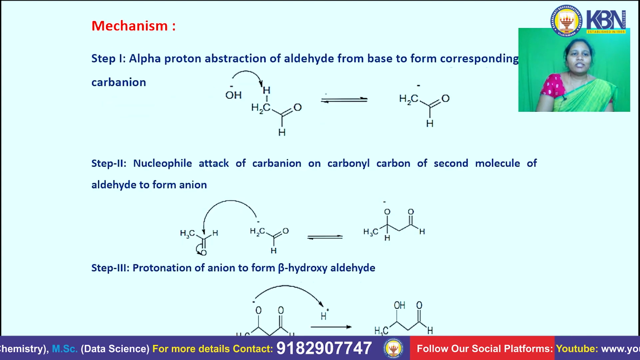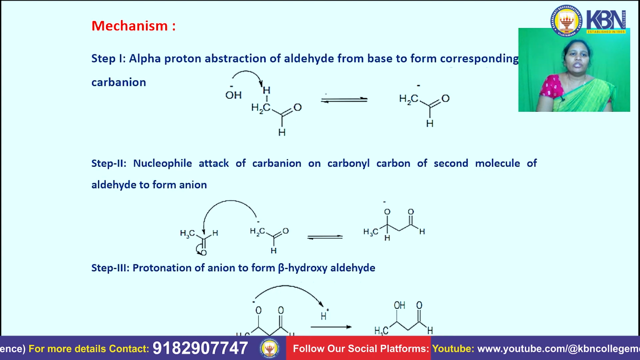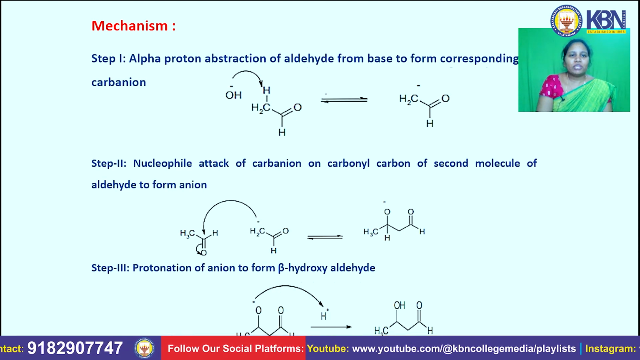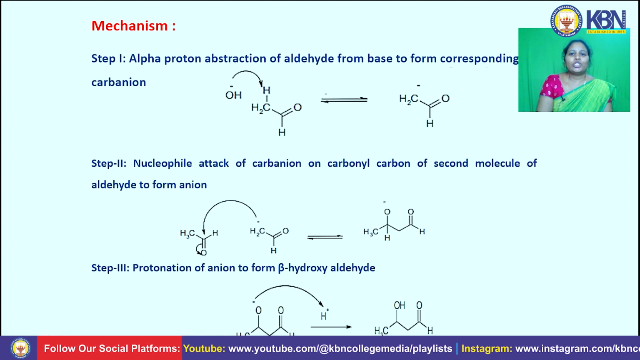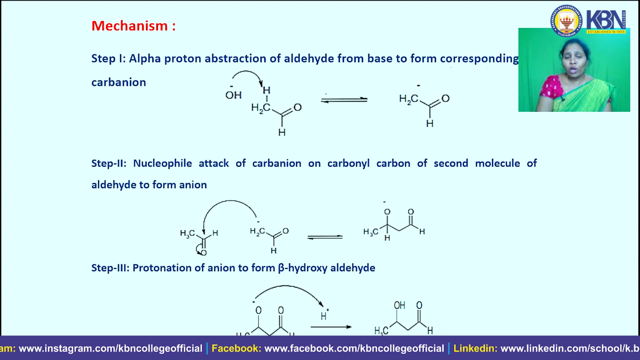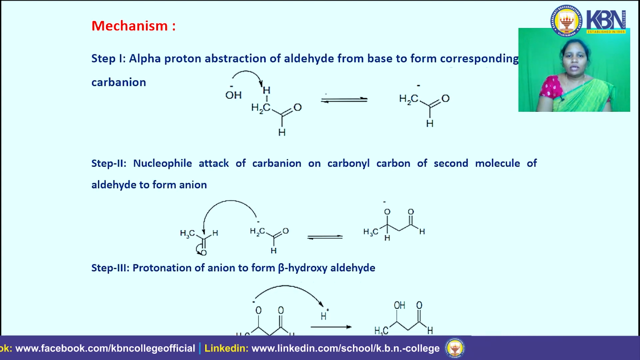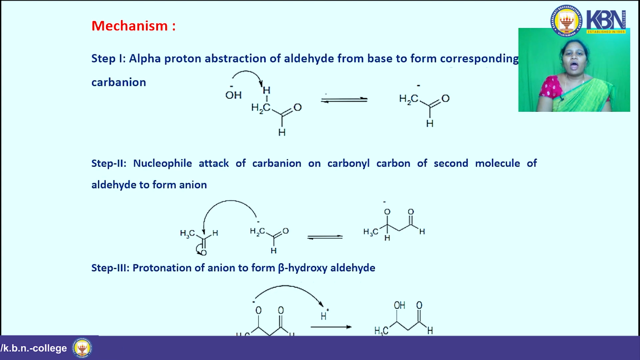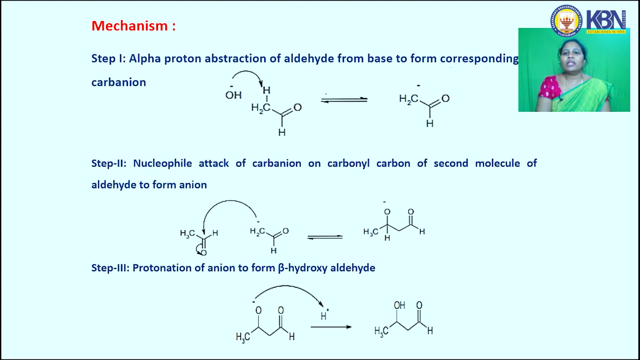We will discuss the mechanism behind this aldol condensation. It involves mainly three steps. In the first step, alpha proton abstraction of the aldehyde by the base forms the corresponding carbanion. So the first step is the formation of a carbanion from one molecule of aldehyde. Here one molecule of acetaldehyde contains alpha hydrogen. This alpha hydrogen is abstracted by the base, which contains OH minus ions, and it forms the resultant carbanion, that is CH2 minus C double bond O.